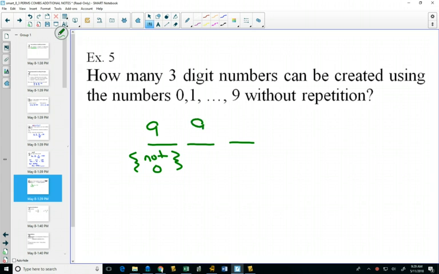You'd have 9 again. Why? Well, there's 10 digits. The first one can't be 0, so that's why there's 9 choices for the first one. Now you've used up a number, but now you can add 0 back in. So of the 10 digits, 0 gets added back in, but one number's gone. Now there's 9 left. And then there'd be 8 left after that, giving us 648 different 3-digit numbers that don't repeat.